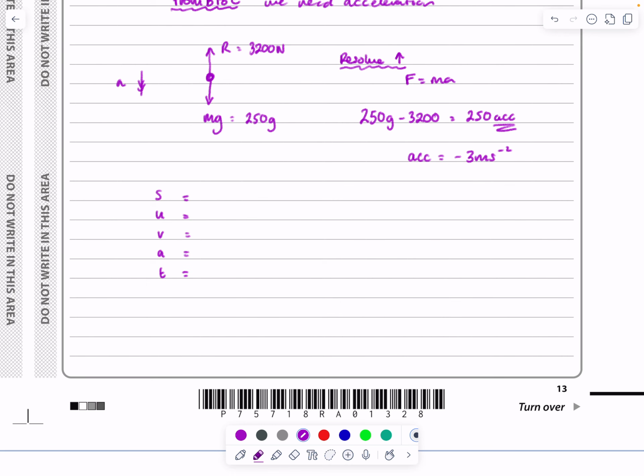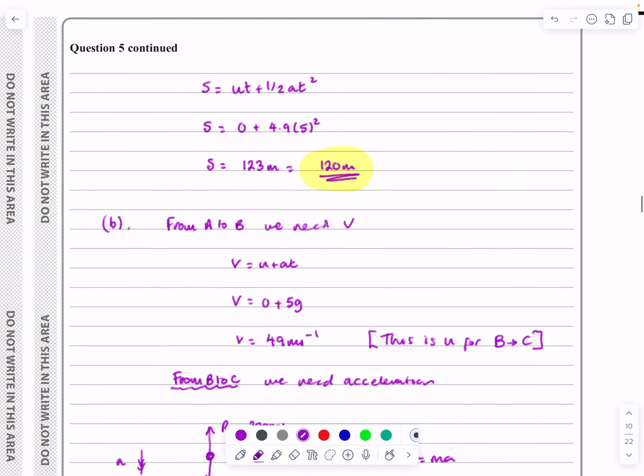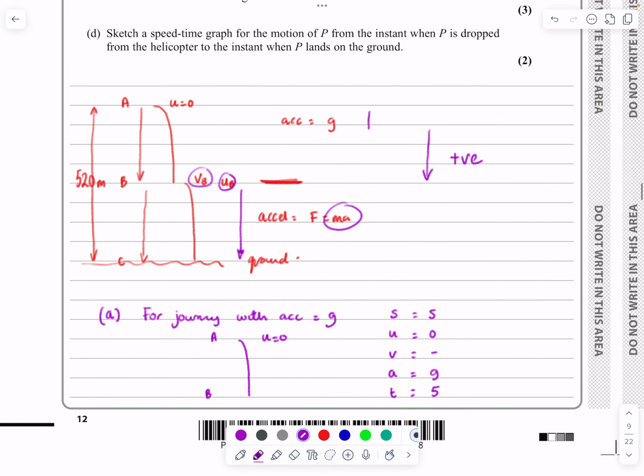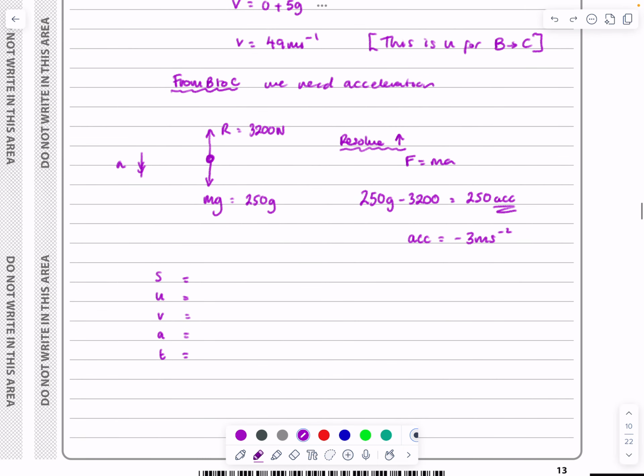So SUVAT now, what do we have? Well, the distance that it's going, I guess I could just go back and say that. We just found that this distance here was 123. So this distance that's left there is going to be 520 minus 123. I put 123, but use the exact values that you had on your calculator. So 520 minus 123 actually gives us, I think, 397.5 when we're using the correct values here.